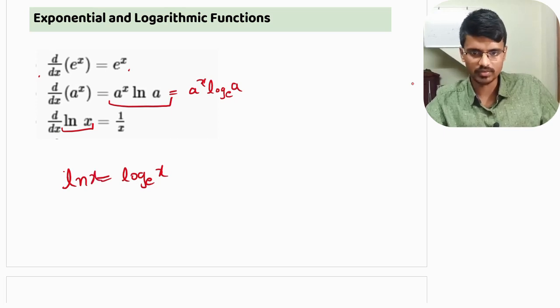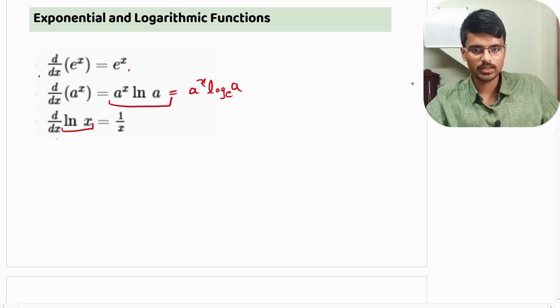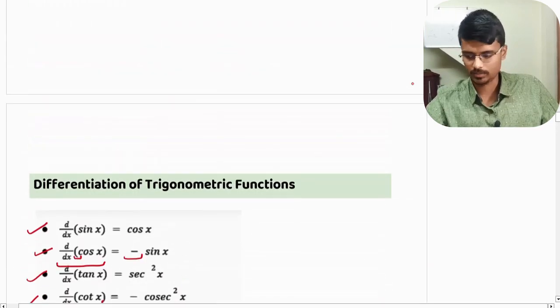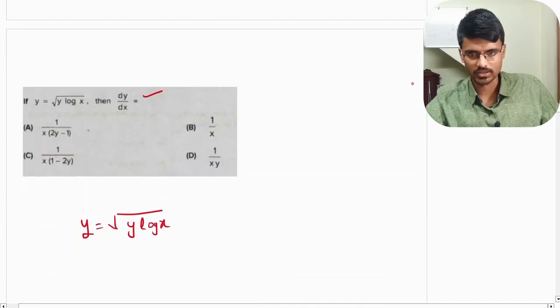Ln x and log base e x are same. So these are very important. Differentiation of log x is 1 by x. Differentiation of a power x is a power x log a. I think now we can go back to our previous year question. So yeah, we can solve this now.